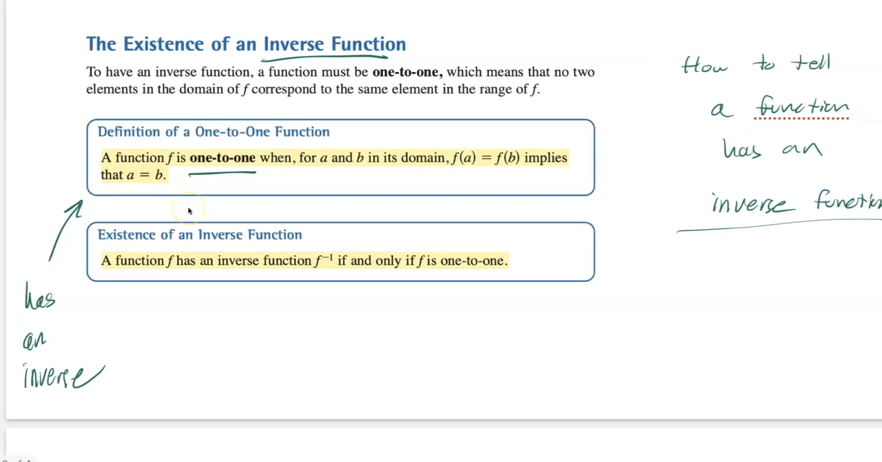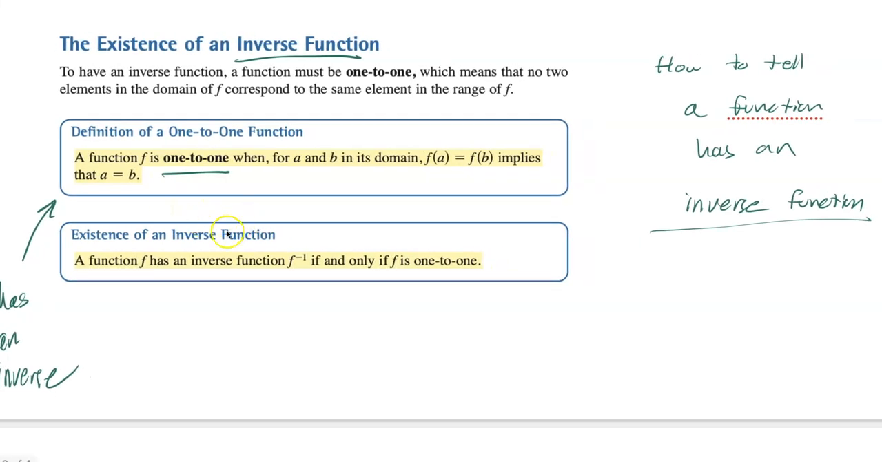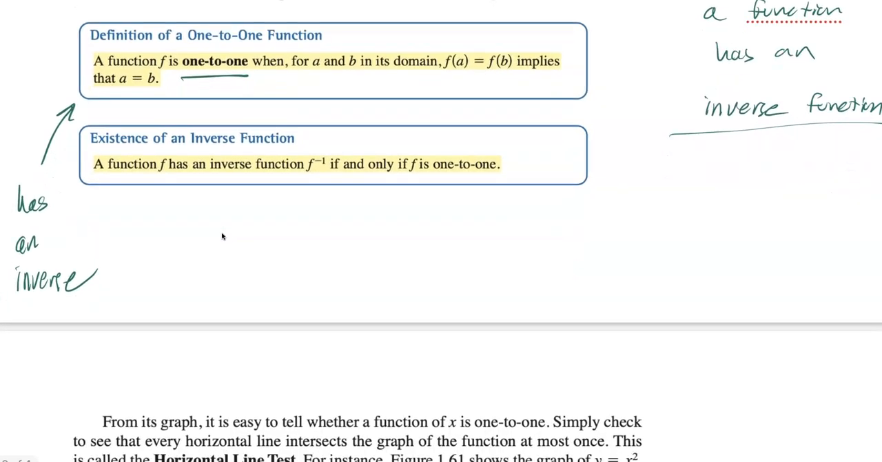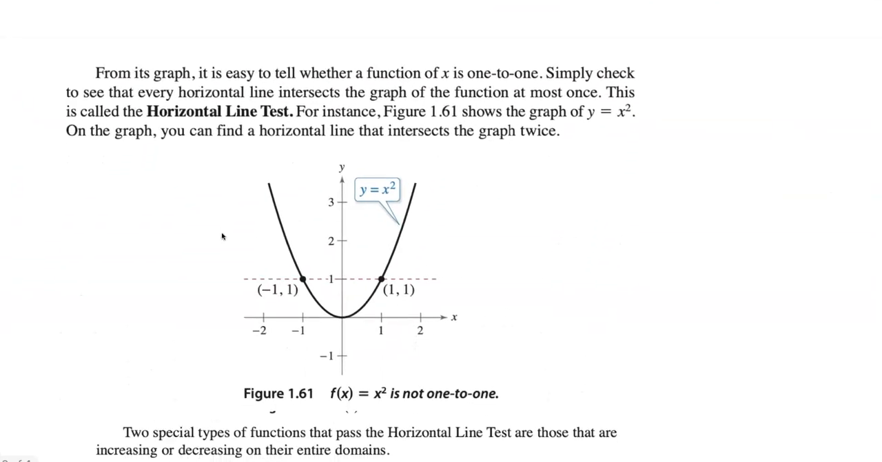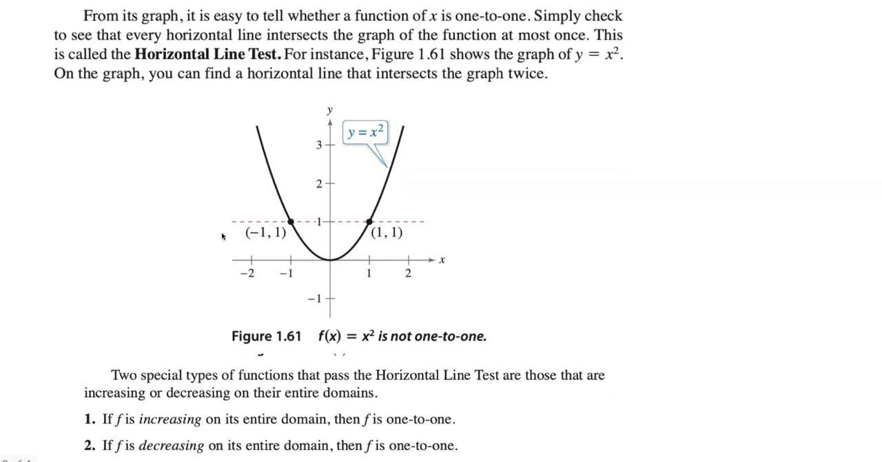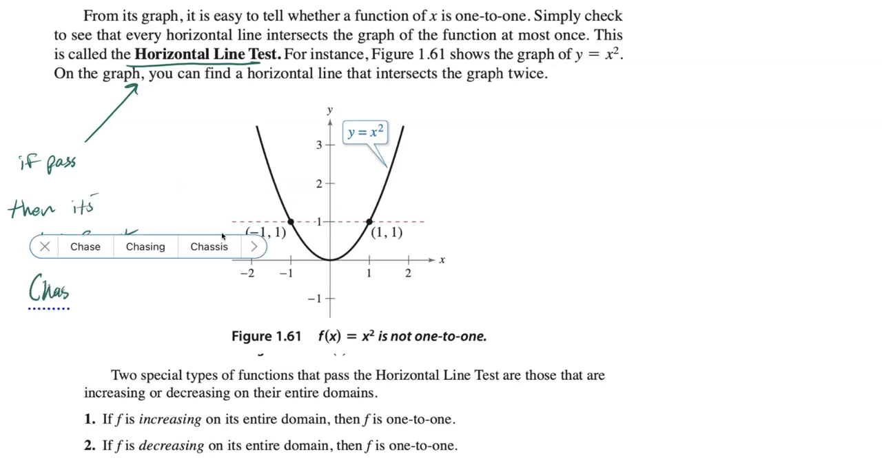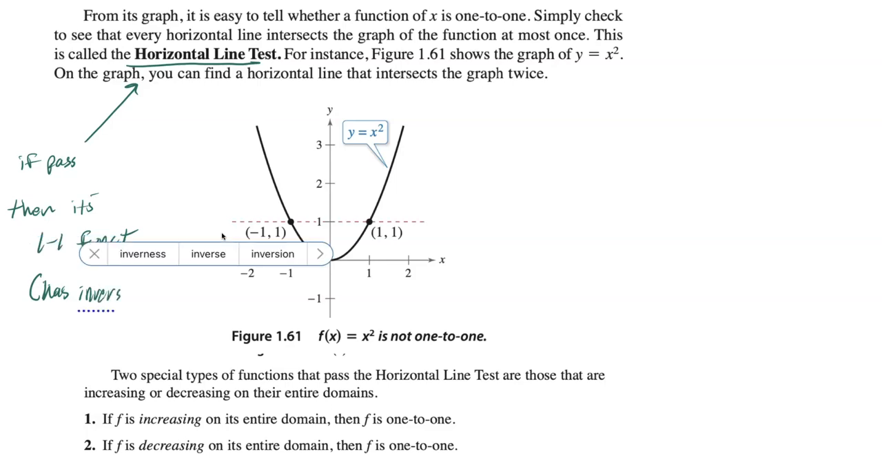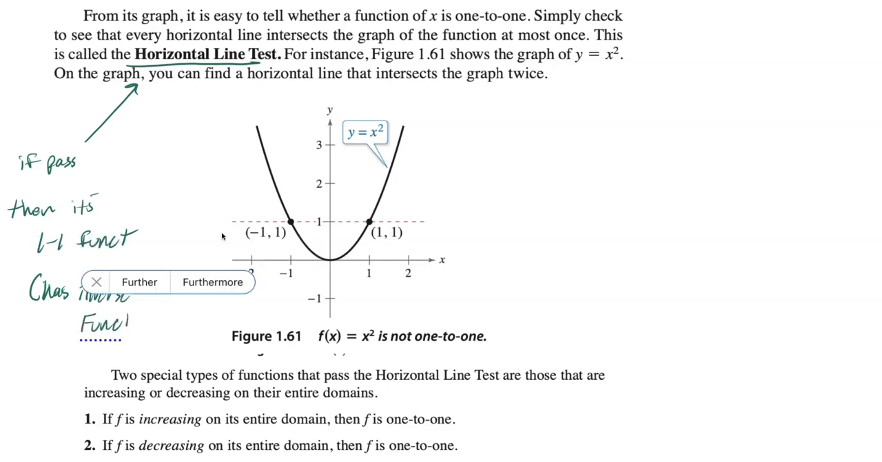So we have these things called one-to-one functions. And how do you tell something's one-to-one? You have something called the horizontal line test. It works just like the vertical line test, but the horizontal line test tells you if it passes, then it's a one-to-one function, which just means it has an inverse function. So I know it's a lot of math jargon.